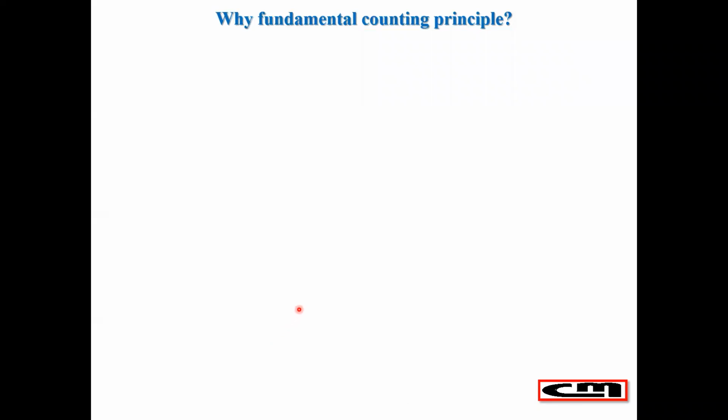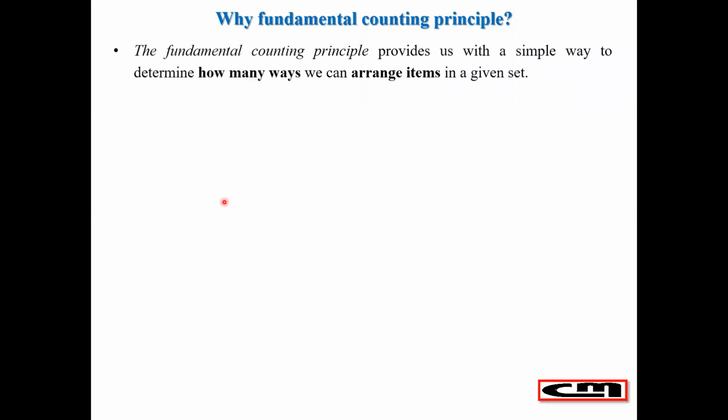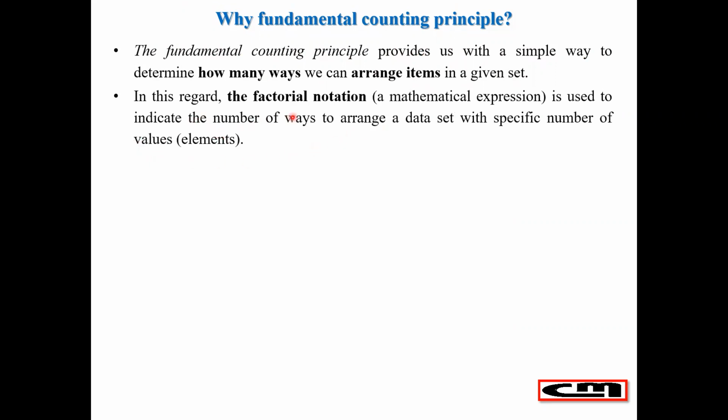But why fundamental counting principle? The fundamental counting principle provides us with a simple way to determine how many ways we can arrange items in a given set. So it's about arranging items in a given set. That is what the fundamental counting principle provides us. In this regard, the factorial notation, a mathematical expression, is used to indicate the number of ways to arrange a data set with a specific number of values or elements.